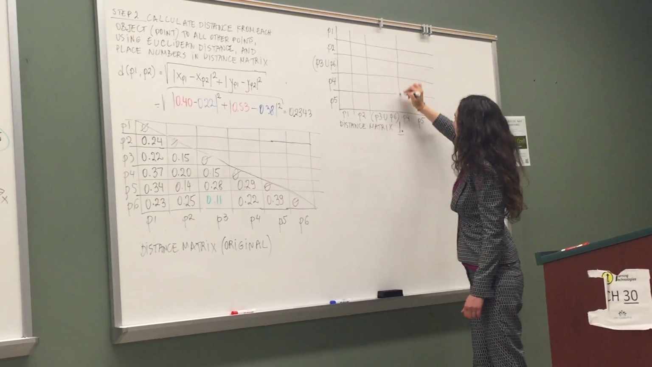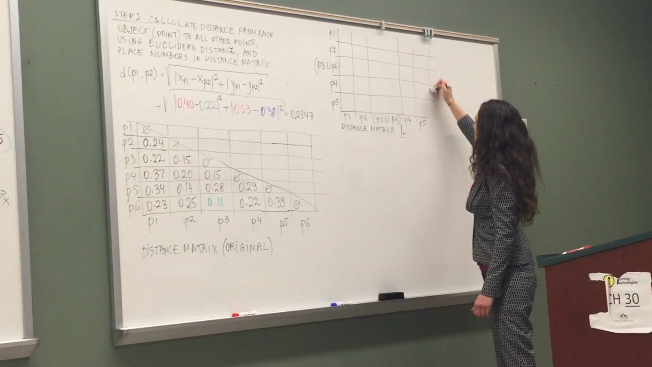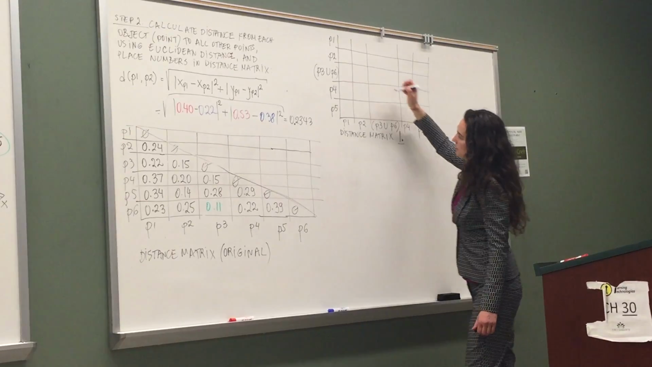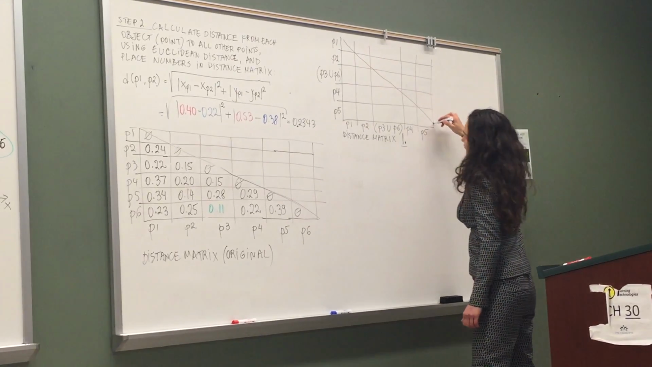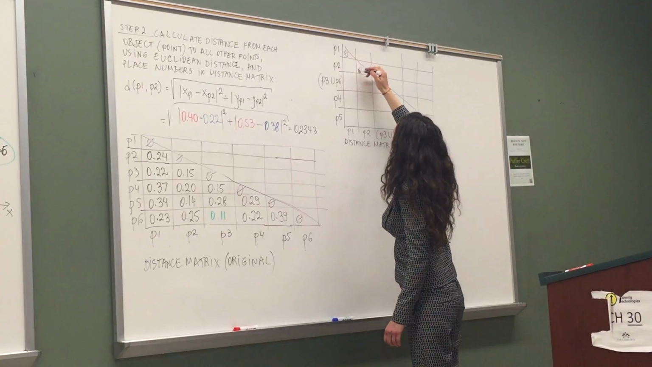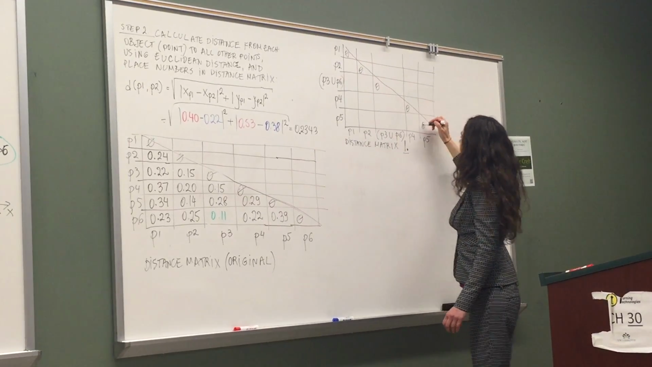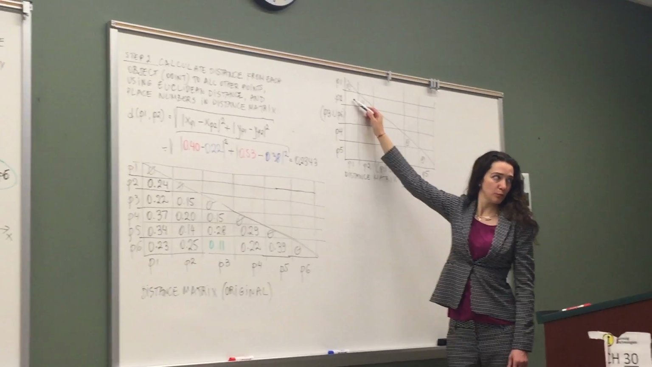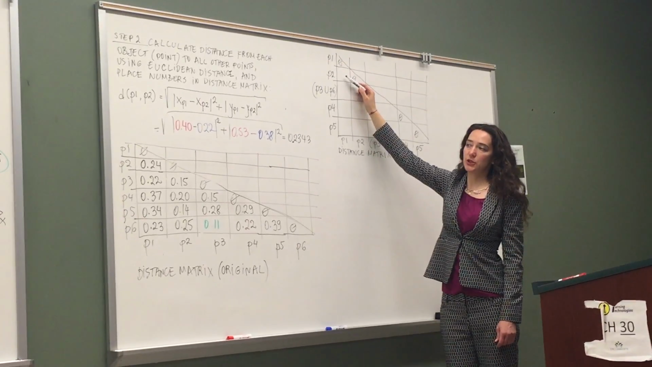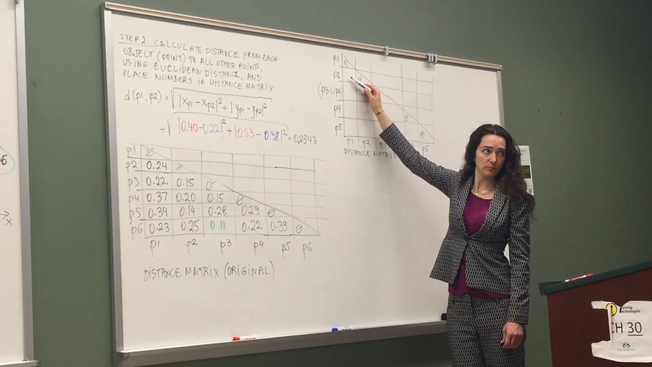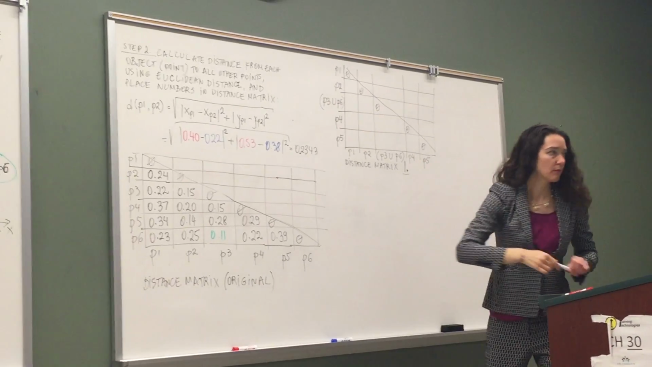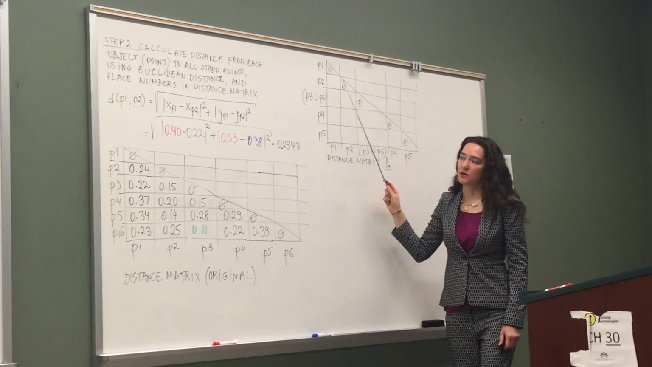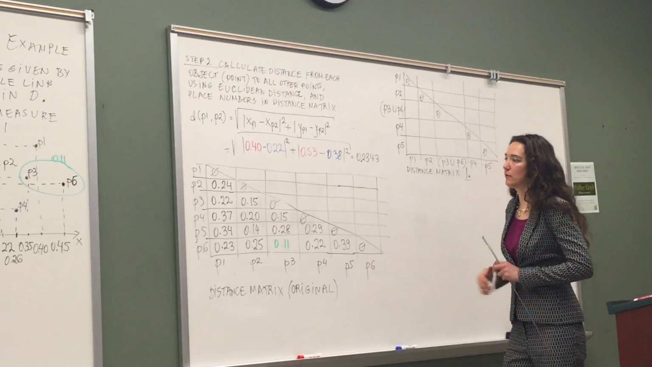So again, the diagonal is crossed out because it's showing the distance from the cluster to itself. Can we copy this value? Point 2 to point 1. Did that change? Or not? Can we copy this box? Yes, because this box did not change. 0.24.